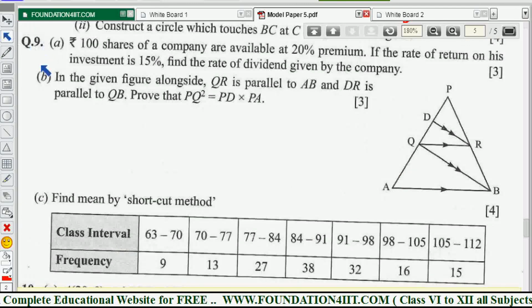From this paper, question number 9, the first one is a shares and dividend question. 100 shares of a company are available at 20% premium. So rupees 100 is the nominal value. The shares are available at 20% premium. Premium means we need to add to get the market value. So 20% we should add to the nominal value. If the rate of return on his investment is 15%, find the rate of dividend. So let's take the given data and find out.